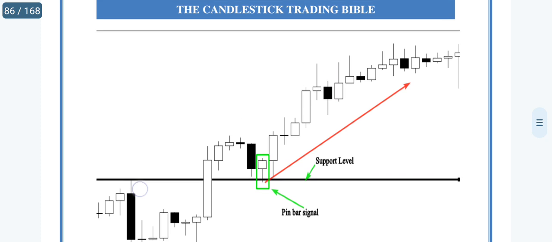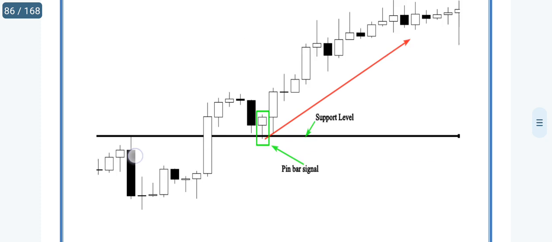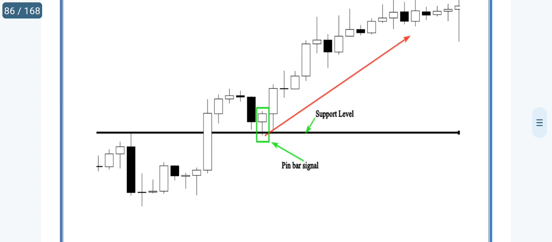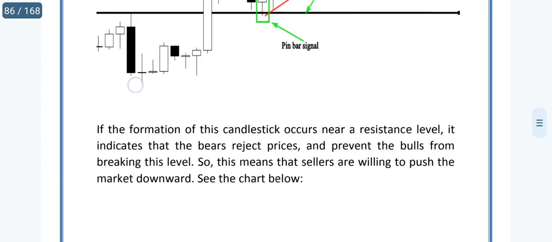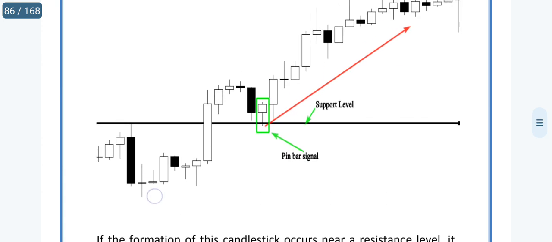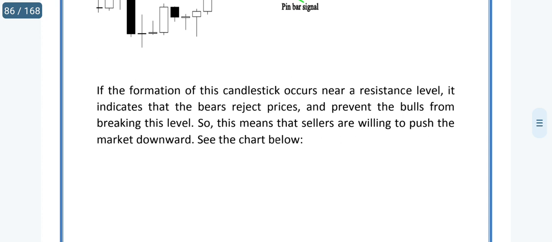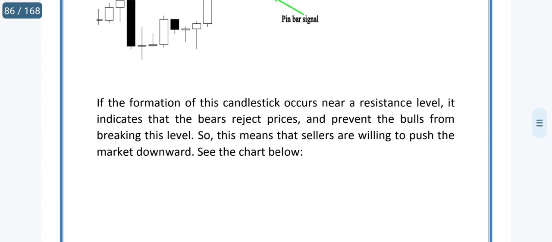Now, when a penny bar forms at the resistance level in the uptrend, it is a clear indication that the sellers are going to take control of the market, whereby the prices are going to be rejected by the resistance level and prevent the bulls from breaking that resistance level.